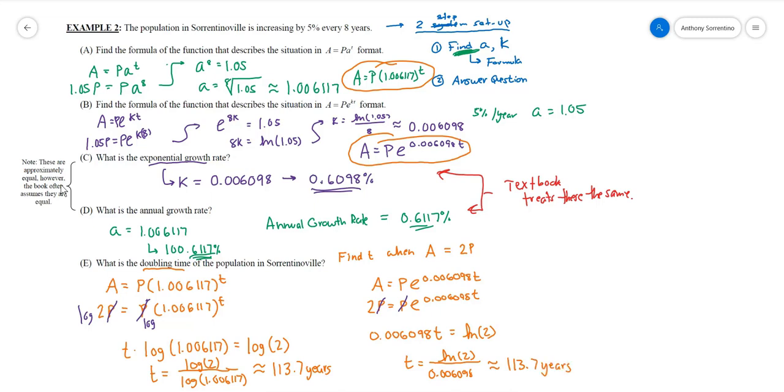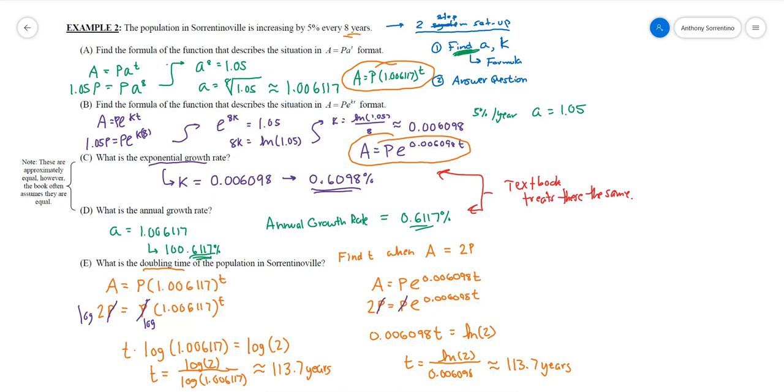So it doesn't matter which formula you utilize for this. You just need to make sure that you keep it straight and you've already set it up. You've either found out what the base a is if you're using the one outlined in A, or you've found out what k is in the instances where you're using Pe to the kt. So let's get in and do another example.